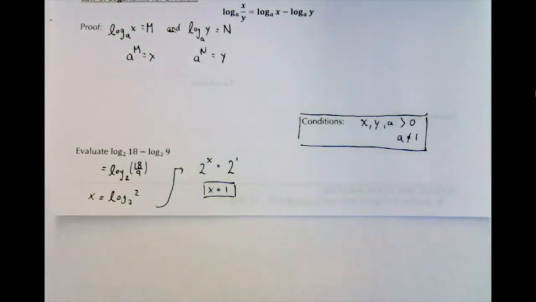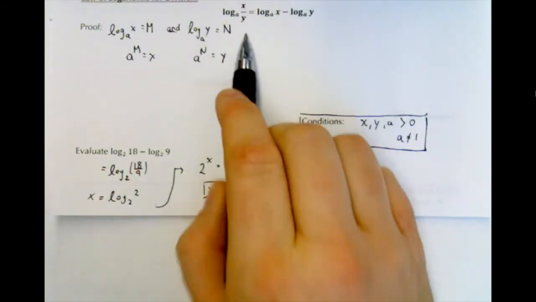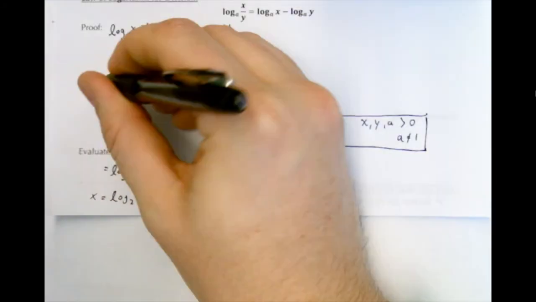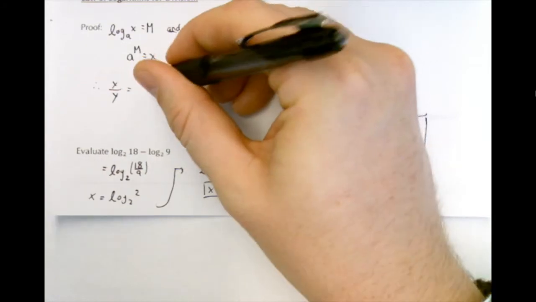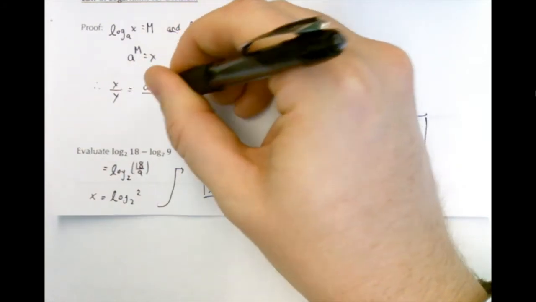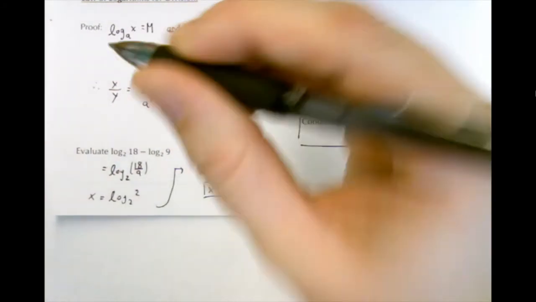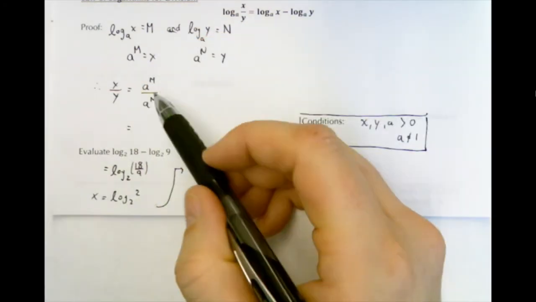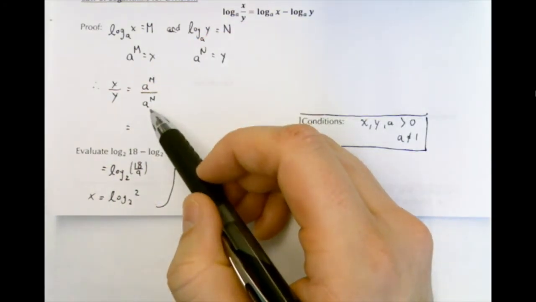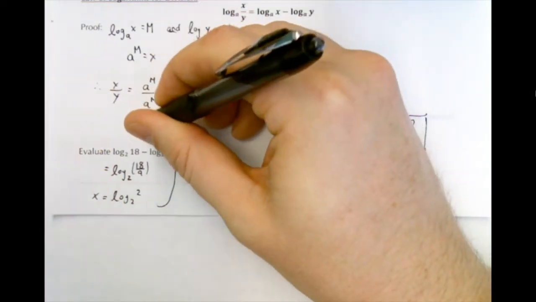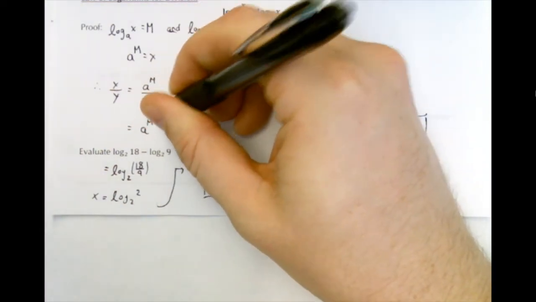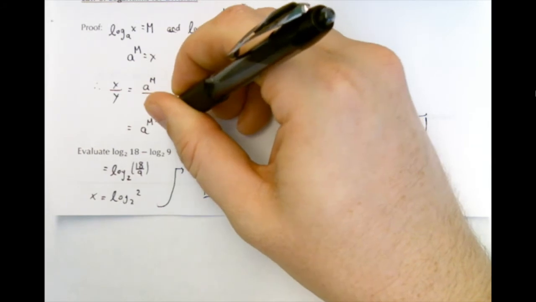In this example, we're not multiplying x and y, we're actually dividing them. So what is x divided by y? Well, that would be a to the exponent m divided by a to the exponent n. What happens when you divide powers with the same base? That's the quotient law of exponents. You subtract the exponents. So it would be a to the exponent m minus n.